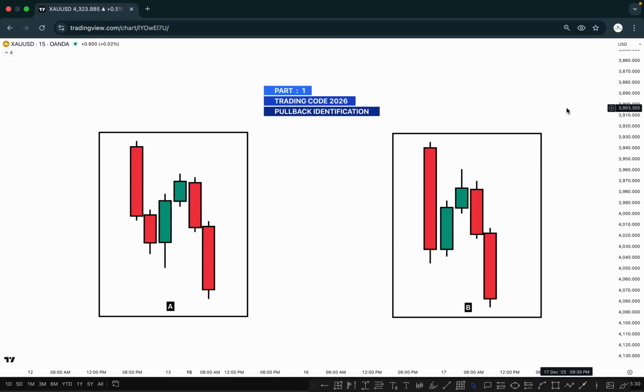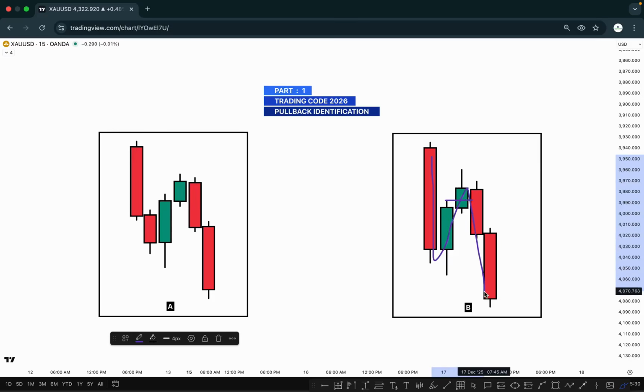But if we change a few things in this structure, this can be a valid pullback. How? Let me show you exactly. First, this bearish candle is our lowest candle. What happens if this bullish candle creates a new lowest candle? This can be considered a valid pullback because the market broke the previous candle high. So this one is broken, and we can consider this our valid pullback, like this one. This is our complete process of how we can identify a valid and invalid pullback.